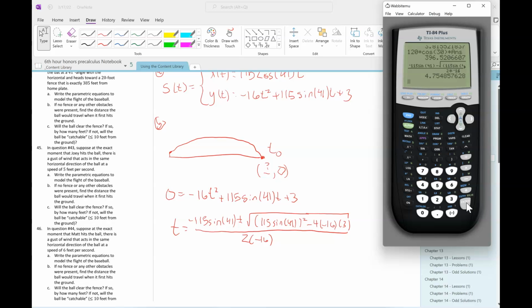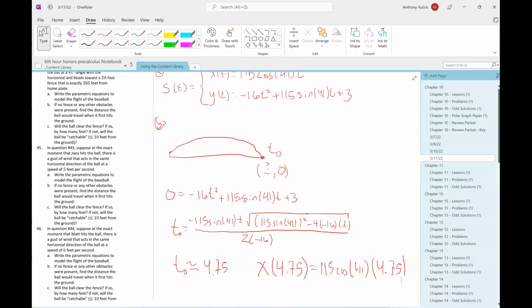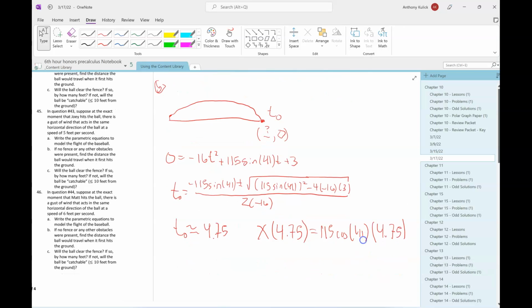I get 476-ish, nope, 475-ish. And then if I do x of 475, I just plug that into the x function, and I'm donezos. So 412.7.